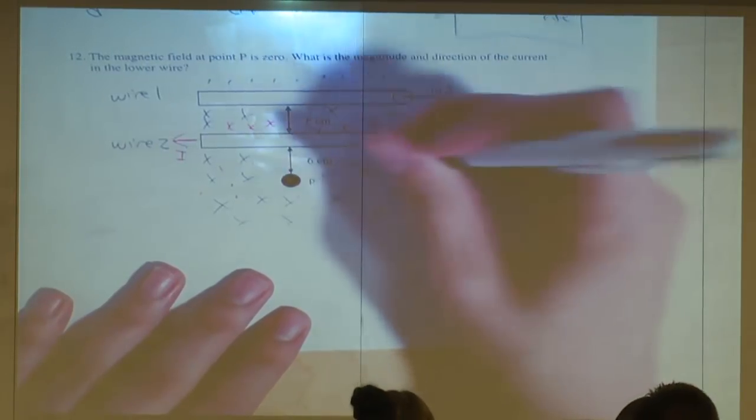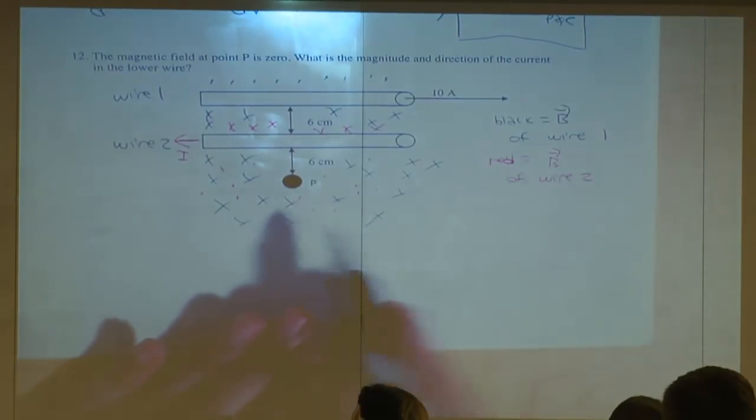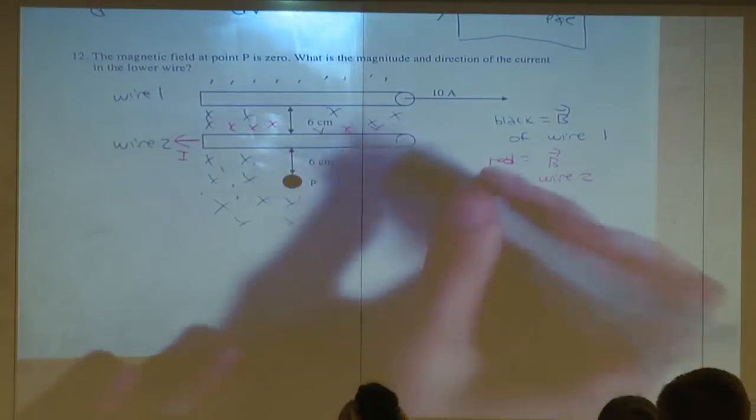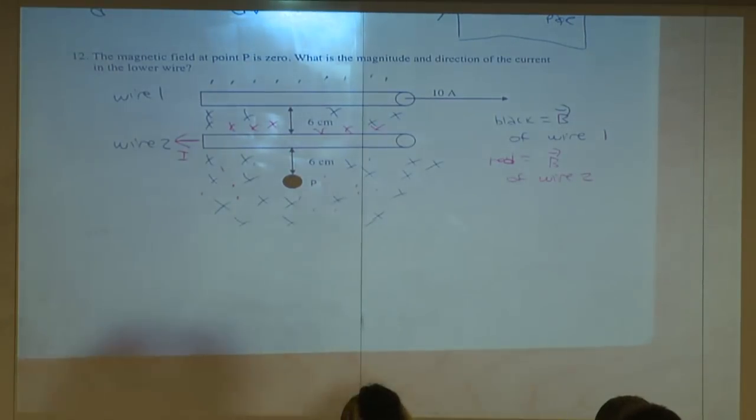So in order for it to be possible for there to be 0 magnetic field here, it would have to be going that direction, because it has to go the opposite direction from what this wire would be. So that's the direction of the wire, and now we need to find the magnitude of it.